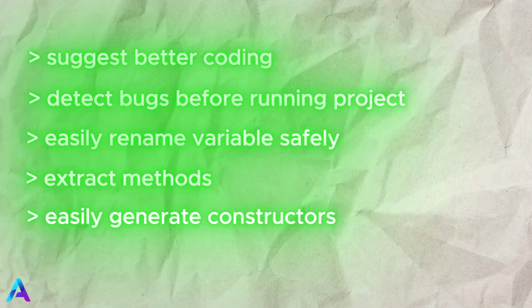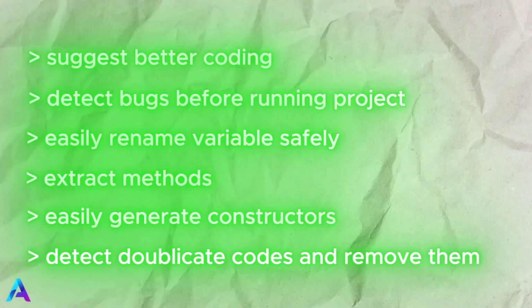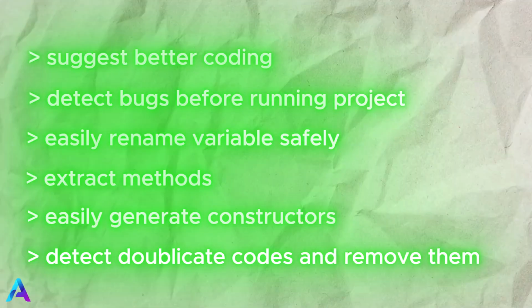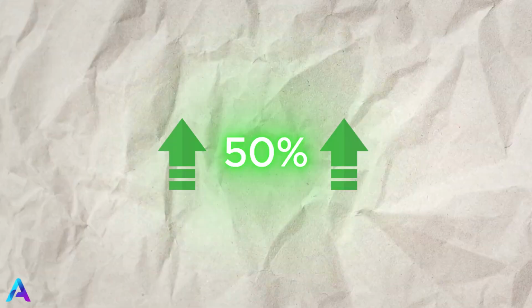It can easily generate constructors from the inherited interface. All you need to do is write ctor and press the tab. It's very easy. And it can realize duplicate codes and remove them if you want. You can navigate easily between files of your project. You can consider ReSharper like an experienced programmer helping you and reviewing your codes. And ReSharper does it live, by the way, and it can boost your performance and your speed. As I did a little research about it, it can boost your speed up to 50%.